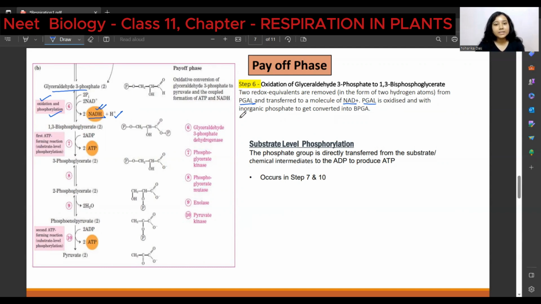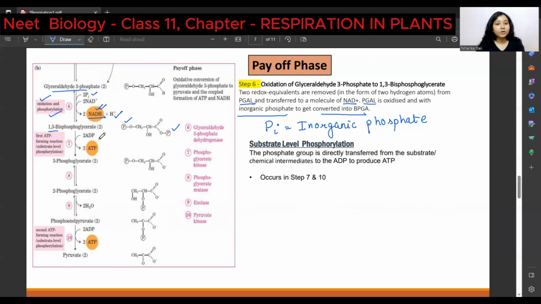PGAL is oxidized with inorganic phosphate to get converted into BPGA, that means 1,3-bisphosphoglycerate. How is it becoming bisphosphate? Because an inorganic phosphate is also there. So the Pi that you can see here, class, is the inorganic phosphate, and the inorganic phosphate is doing the phosphorylation. Okay, now the 6th step is done. We will see 1,3-bisphosphoglycerate, so 2 phosphates are there.